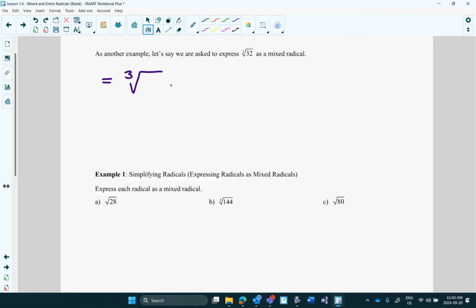Cube roots. So now you're thinking perfect cubes. Highest perfect cube that goes into 32: 8, which means that the other number underneath must be, to get 32, 4. We did that because cube root 8 simplifies to 2, and we can't simplify the second one. So we're done.